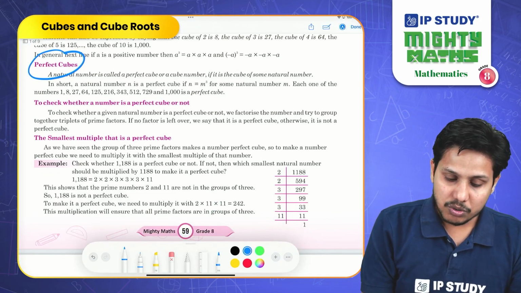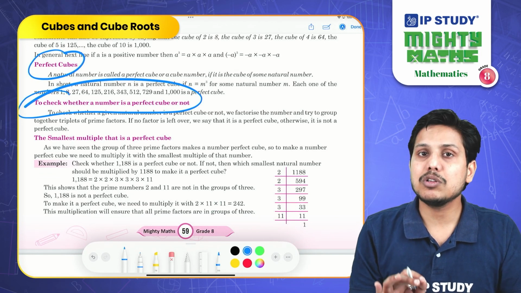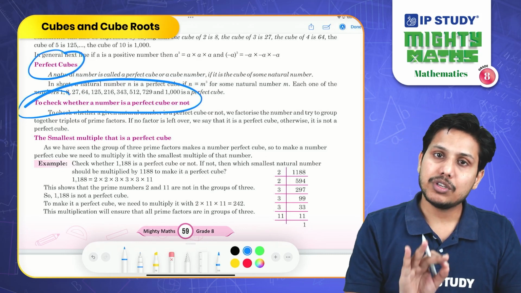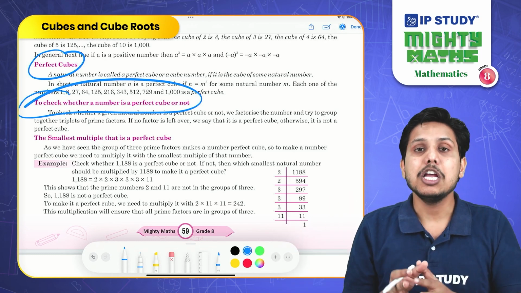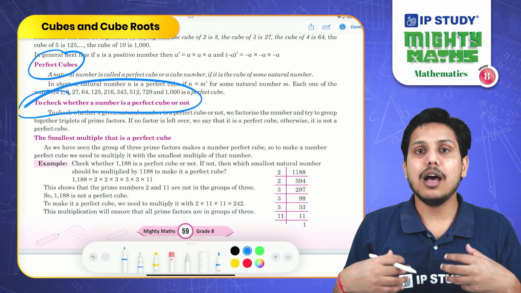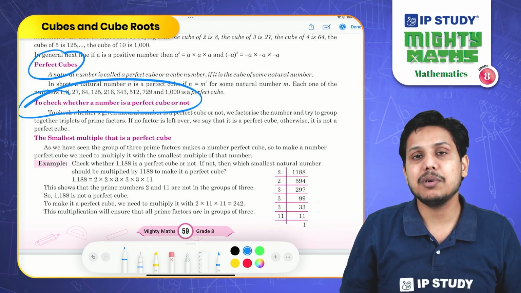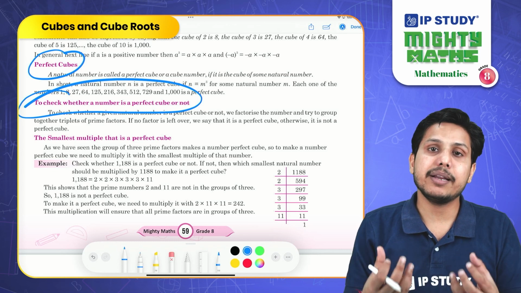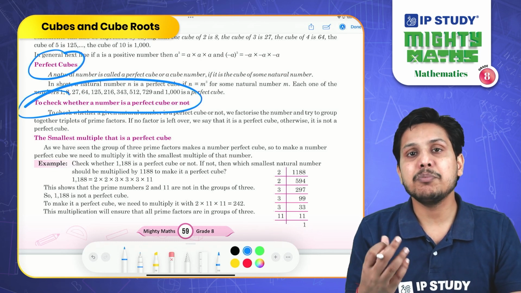Now to check whether a number is a perfect cube or not, there is also a similar method. We will find the prime factors and group them into 3, like making them into triplets. If all the prime factors can be made into triplets, then the number is a perfect cube. If some prime factors are left without making a triplet, then the number will not be a perfect cube, and that number is called a non-perfect cube.